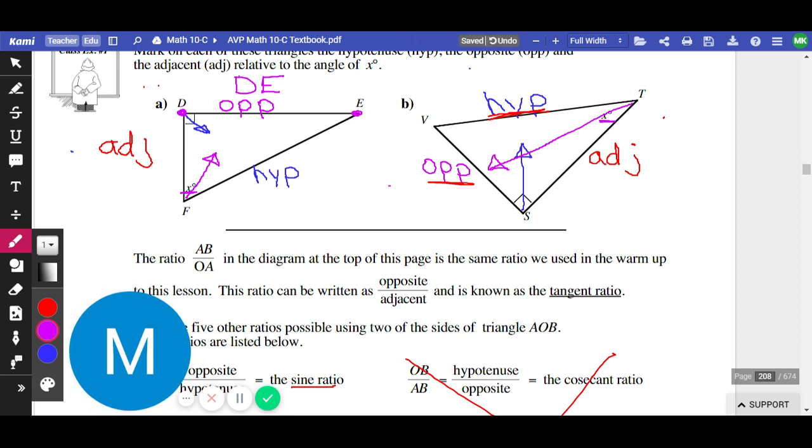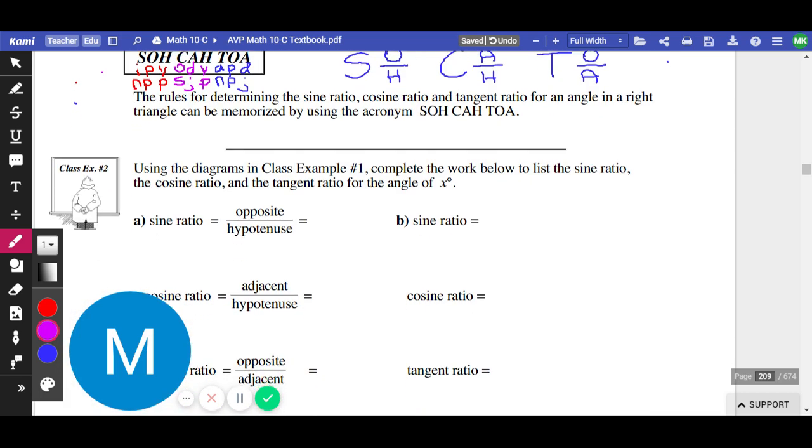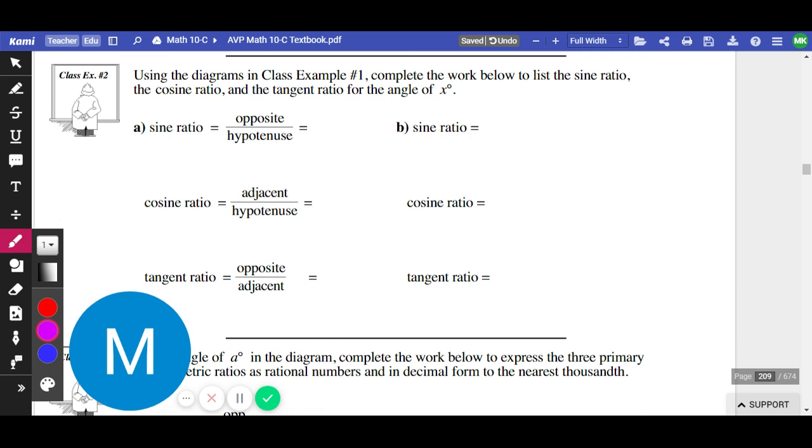So we would want opposite divided by hypotenuse. So it's DE divided by, if you were to name the hypotenuse, from here to here, that would be EF. Right, from E to F. So our sine ratio for question 1 would have been DE divided by EF. And in the future, you will have numbers there.